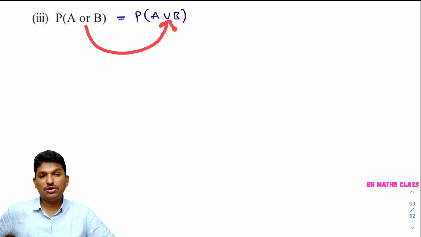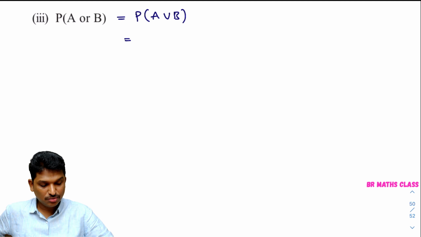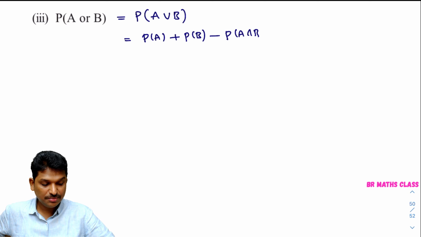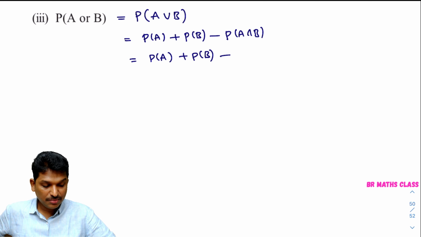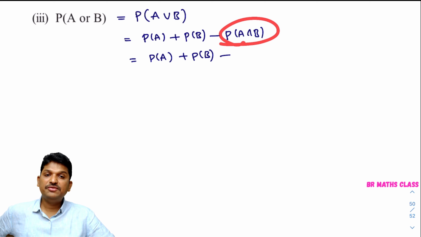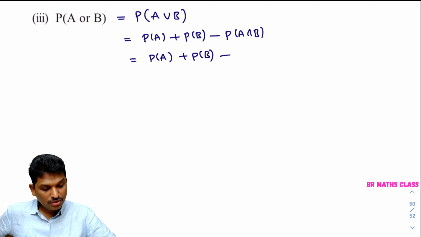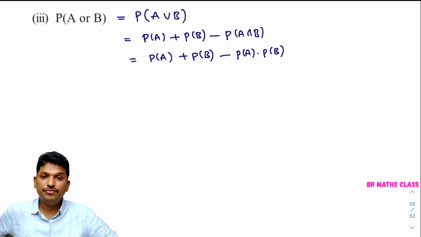We know addition theorem on probability. In class 11, we learned this. Probability of A union B formula: probability of A plus probability of B minus probability of A intersection B. This is the formula. Right? This equal to probability of A plus probability of B minus, A and B are independent events now in this question. If A and B are independent events, what you can write? You can write probability of A intersection B as probability of A into probability of B.